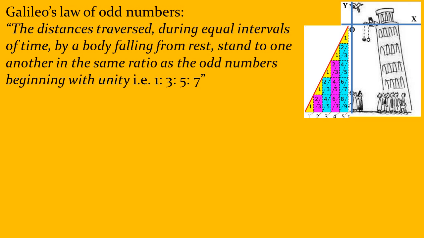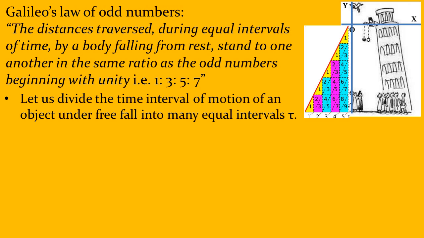This is shown here. See, I have got equal intervals marked here on the side. And for equal interval, here the distance traveled is 1. Here the distance traveled is 3 times. Here the distance traveled is 5 times. Here the distance traveled is 7 times. So, for equal subsequent intervals, the distance traveled is in the ratio 1:3:5:7:9 and so on.